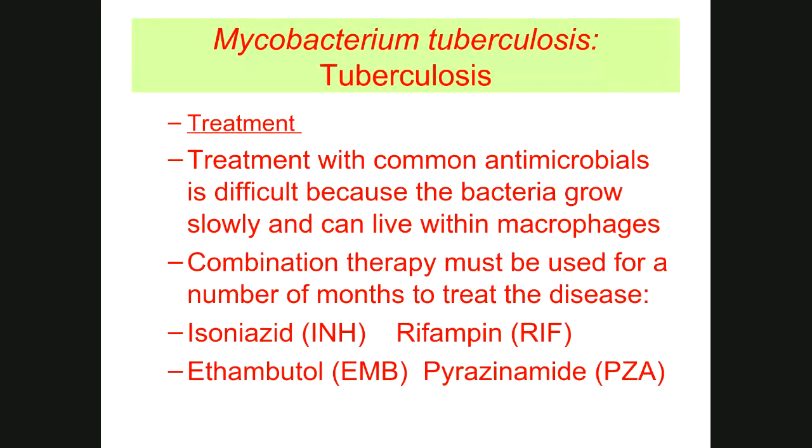Combination therapy, giving more than one antibiotic for a number of months. Isoniazid, rifampin, ethambutol, and pyrazinamide are 4 of the antibiotics given, and it's typically a combination of at least 2 or 3 of these antibiotics.